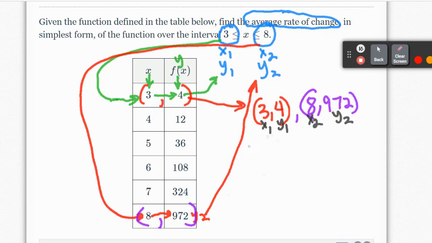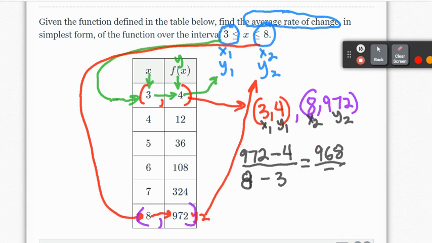And then you get to do the slope formula. So the slope formula would be y2, 972, minus my y1, which is 4, divided by my x2, which is 8, minus 3. And that's going to give you 968 divided by 5. Because that doesn't reduce, because 5 doesn't go into 968, that is the average rate of change. That is the slope between the first point and the last point on this table.